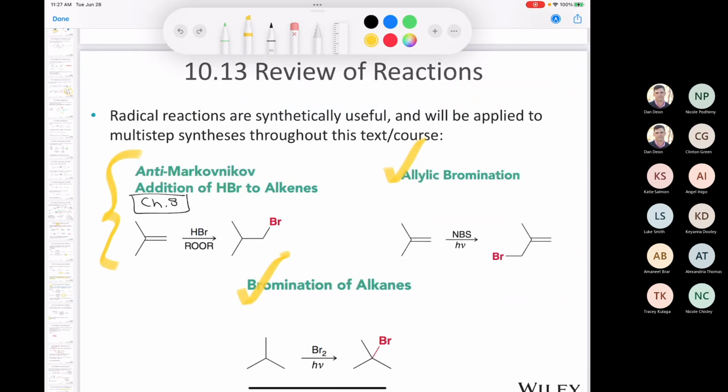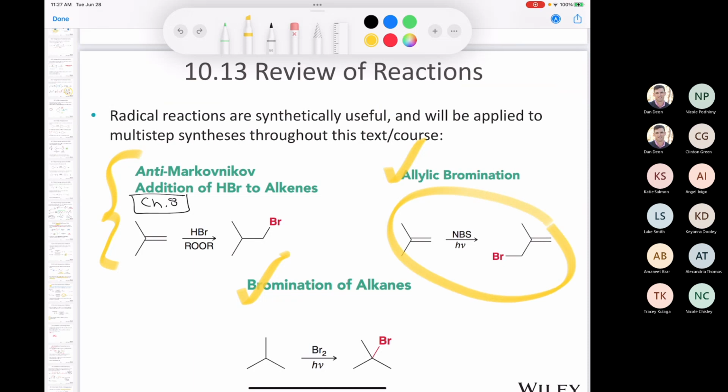Well, that's the end of chapter 13, and this is just a quick review of the reactions that we looked at today. We discussed the mechanism of anti-Markovnikov addition of HBr across an alkene, and we explained why the bromine goes to the less substituted carbon. It's because you form the most stable radical. When we do hydrohalogenation, so that's HBr across a double bond, the proton adds first to make the most stable carbocation, and that's why we get Markovnikov addition with that.